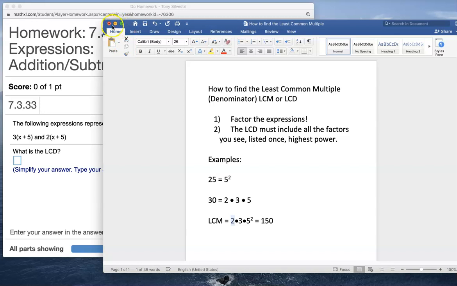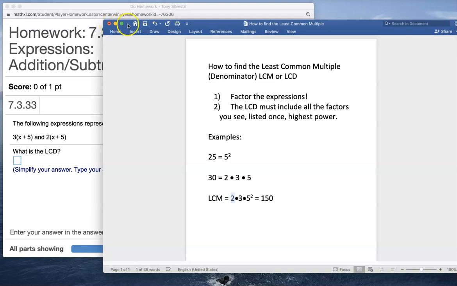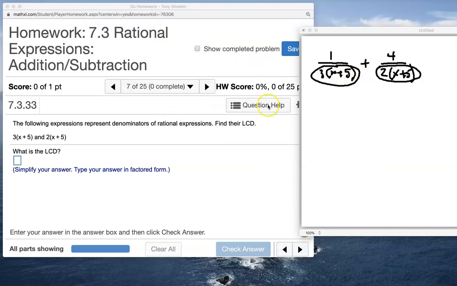Let's minimize that. Let me save this. Okay, let's just save right there. Minimize that. So if the expressions represent denominators, what's the lowest common denominator? Well, you have to have every factor you see listed once. I see a 3. Least common denominator, LCD, or LCM, it doesn't matter, has to have a 3 because I see it listed as a factor.